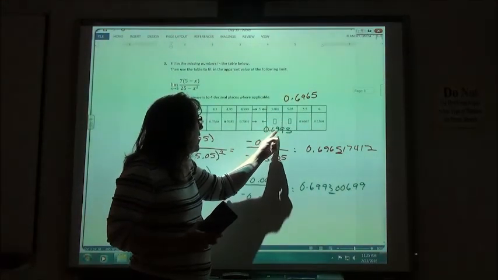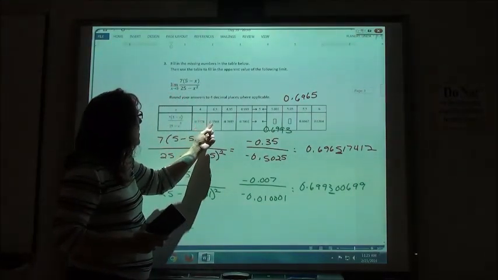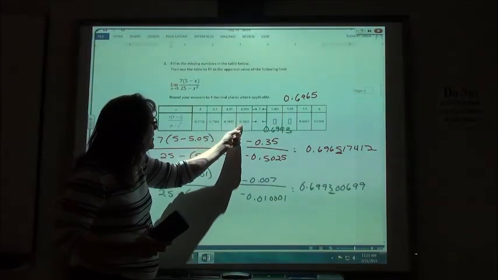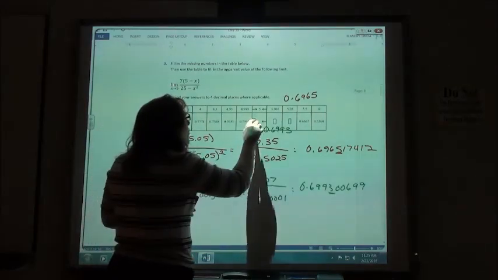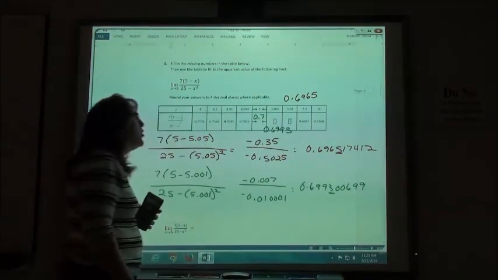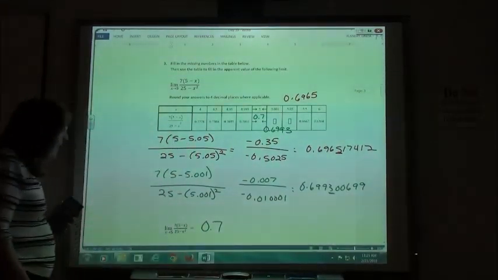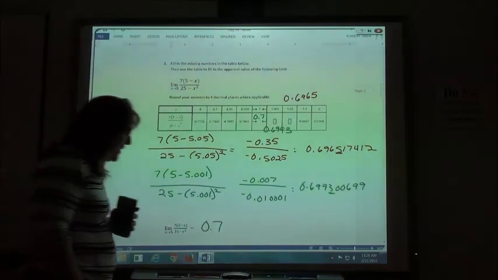So we had 0.63, 0.666, 0.696, 0.993. Here we had 0.7778, 0.7368, 0.7035, 0.7001. So we can see as we approach 5, we're getting closer and closer to 0.7. So the limit as x approaches 5 for my expression is 0.7.